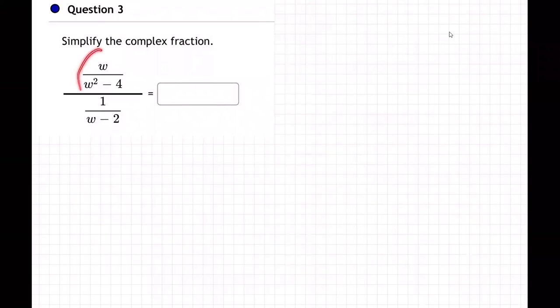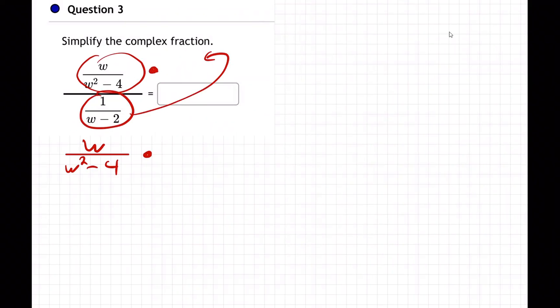So on this one, we have a fraction over a fraction, and we want to simplify it. So how do we do it? Well, we take the 1 on the top, and that'll be W over W squared minus 4, times, and then we grab the 1 on the bottom, we bring it up, and we're going to go times, and we're going to flip it. So it's going to become W minus 2 over 1 like that.